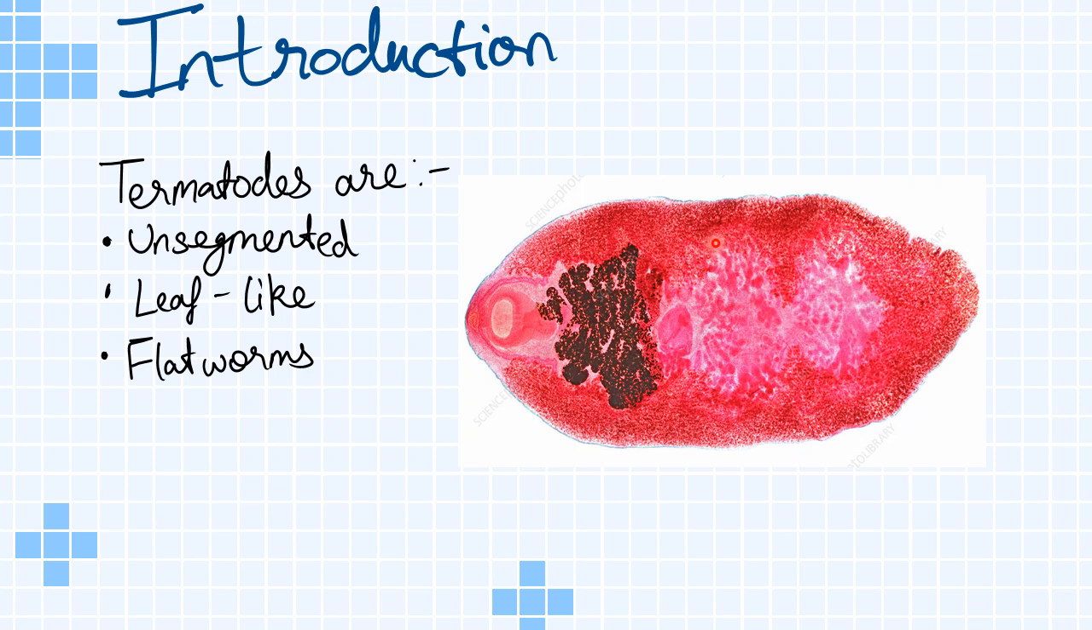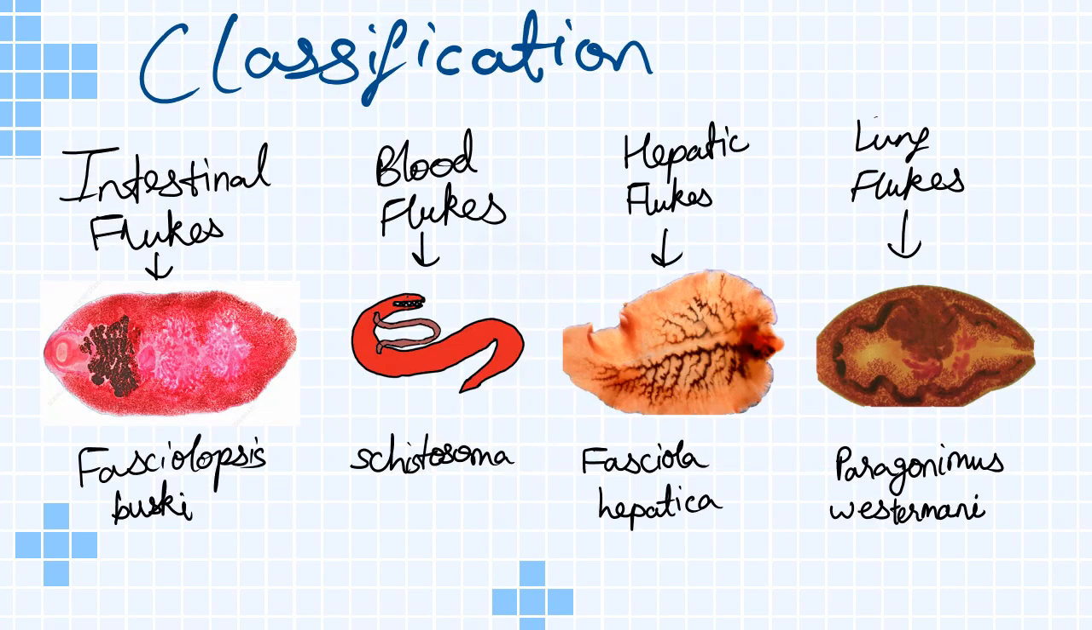Now that we know what trematodes are, let's classify them according to the organs they infect. Trematodes can be classified into intestinal flukes, blood flukes, hepatic flukes, and lung flukes. The important examples are Fasciolopsis buski for intestinal flukes, Schistosoma for blood flukes, Fasciola hepatica for hepatic flukes, and Paragonimus westermani for lung flukes.